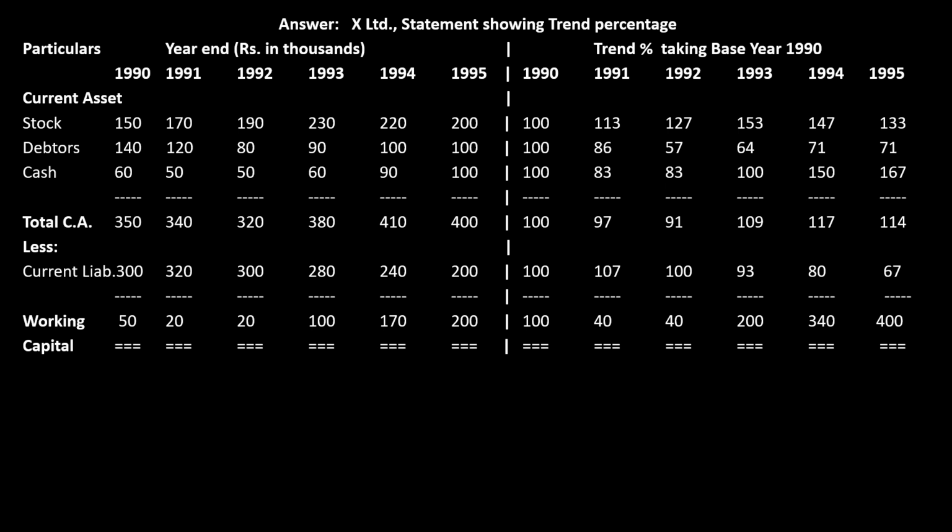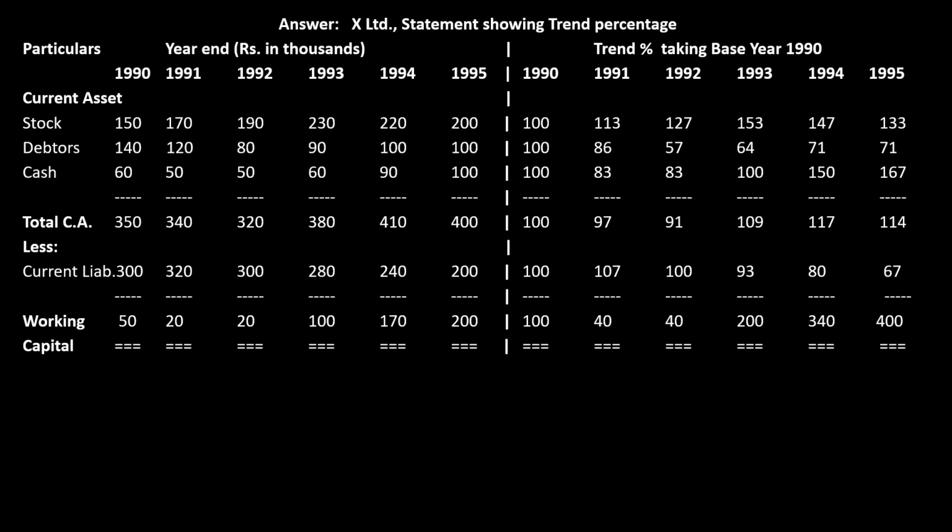The total also: in the first row, first column, 350 by 350 into 100 is 100. The second one, 340 by 350 into 100 is 97. Then 320 by 350 into 100 is 91. Then 380 by 350 into 100 is 109. Is it clear? So this is how you do the liabilities.